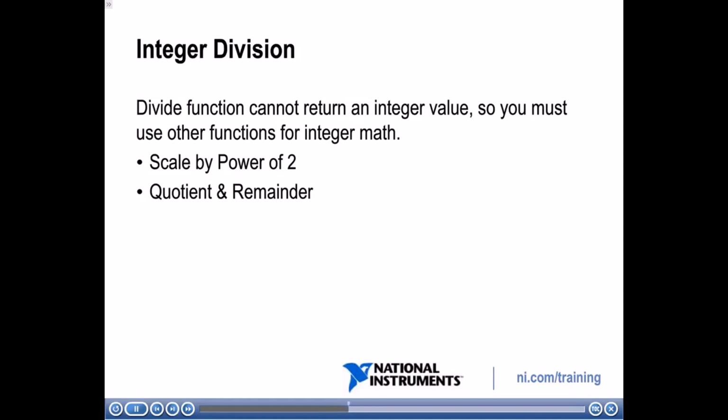One way you can do it is you can use the scale by power of 2, which we've talked about before, if you're dividing by a number that's a power of 2, like 4. Or you can also use the quotient and remainder function. That one is going to do the job, but it's going to take a lot more FPGA resources.